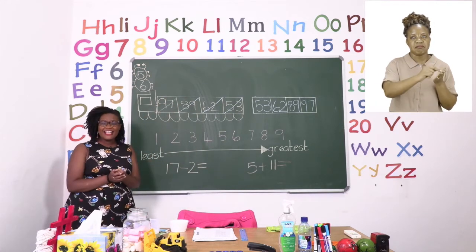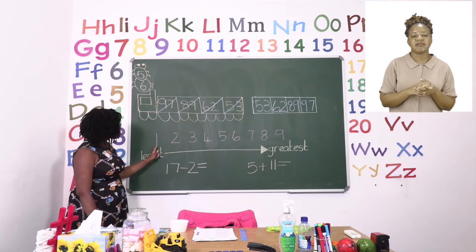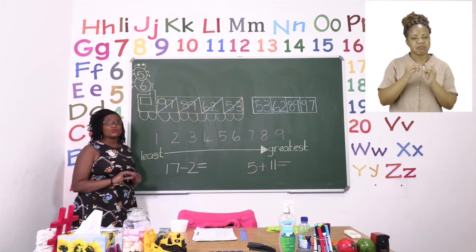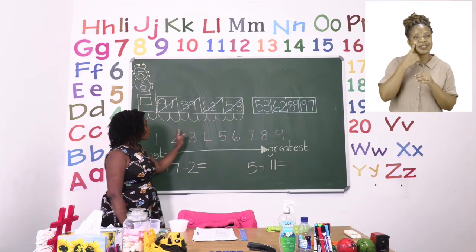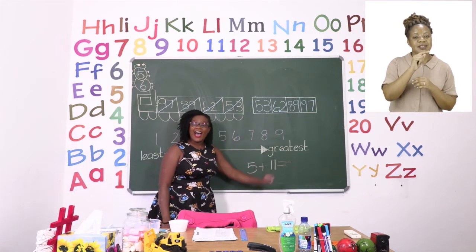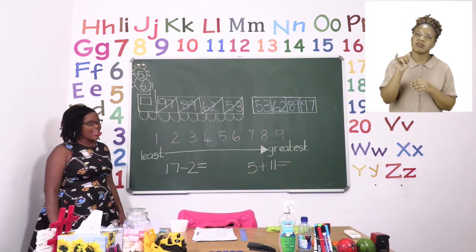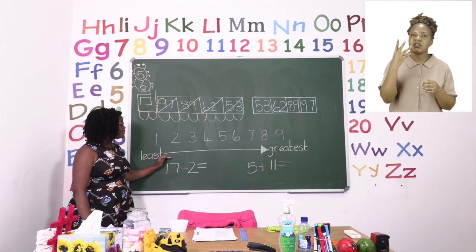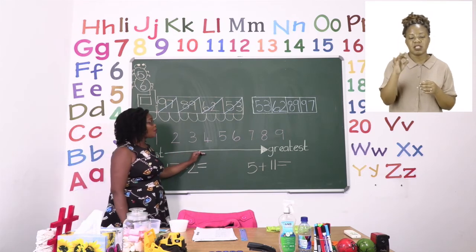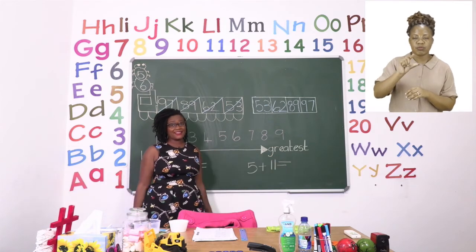And we are done. So when you are looking for the least, you're going to start with 1. I'd like you to please draw this so that you can remember. We start from 1 going to 9, and we look for Mr. 10's friends. That way we will know that we're moving from the least or the smallest going all the way to the greatest or the biggest number.